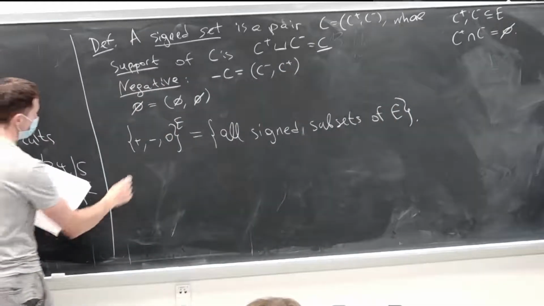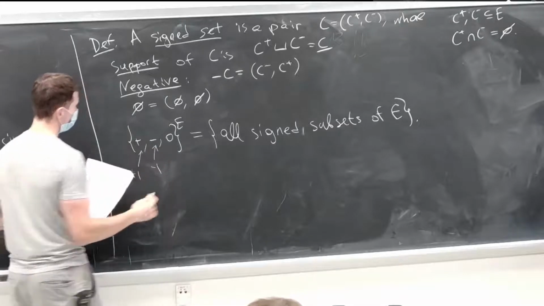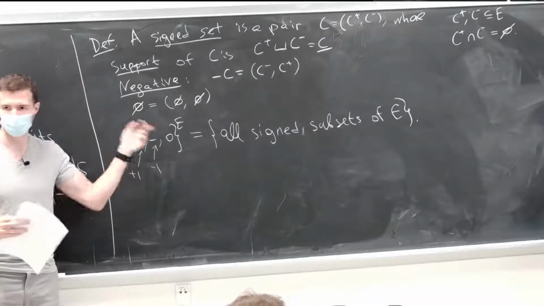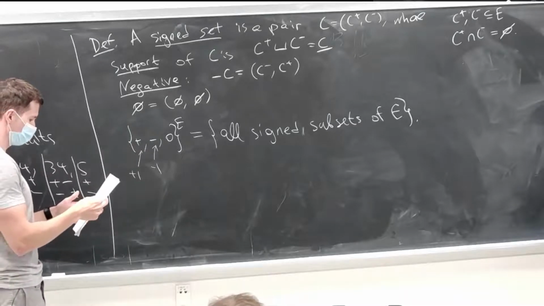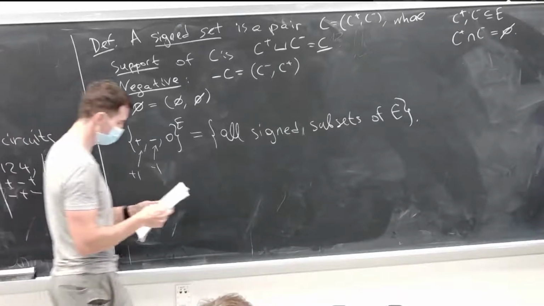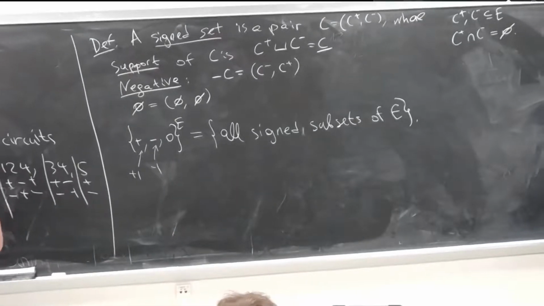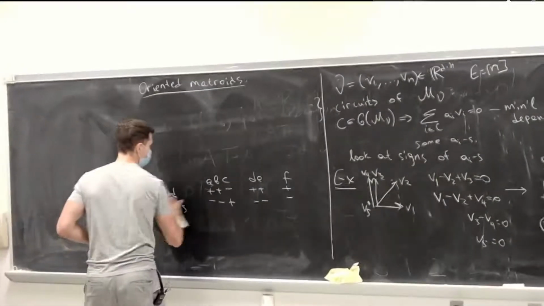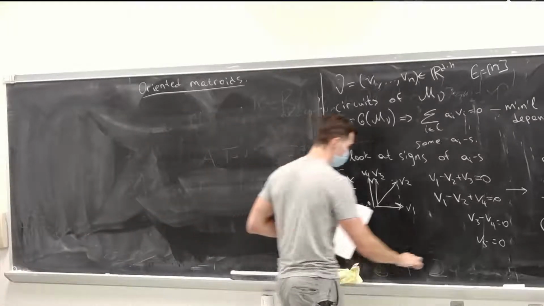And by the way, plus in general is an abbreviation for +1, minus is -1. So I can multiply these things together and get a well-defined sign. All right, so that's basically all the terminology I need to define oriented matroids. Any questions so far? Okay.